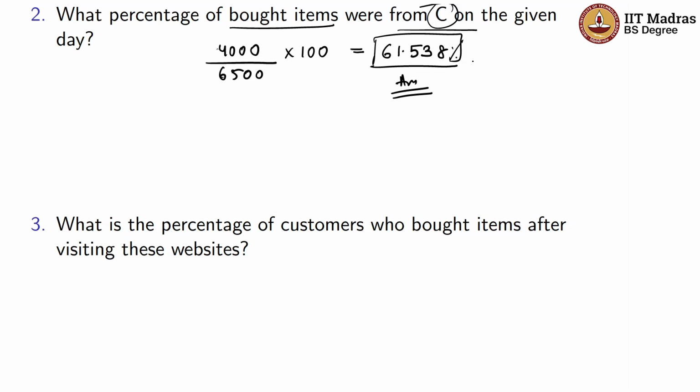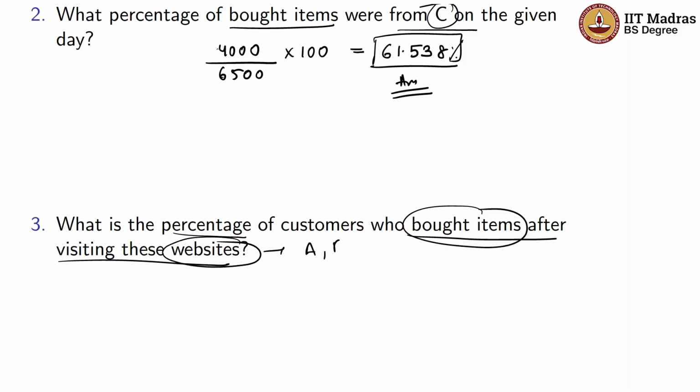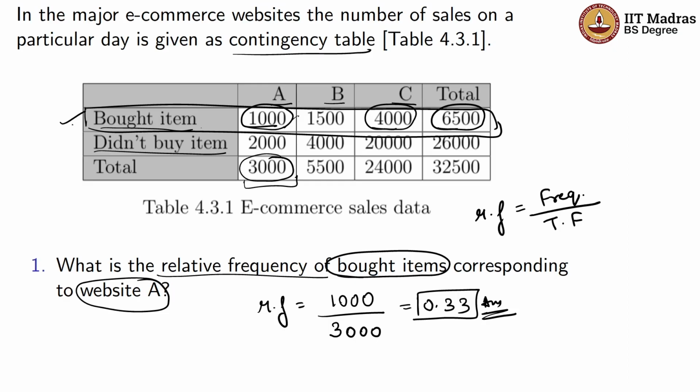Okay. Now third question. What is the percentage of customers who bought item after visiting these websites? So we have to calculate the percentage of customers who bought an item after visiting these websites. These websites mean all the three websites, A, B and C. So we will look into the bought items row only, and we know that the total number of customers who bought item from these three were 6500.